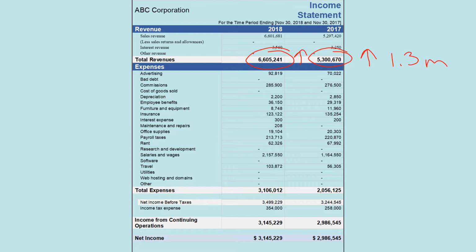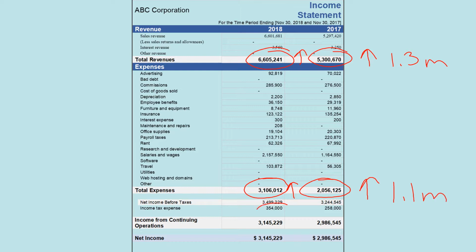However, the total expenses also went up from 2017 to 2018. So if you look at 2017 expenses, it comes to about $2 million. That went up in 2018 to $3,100,000 roughly. So that went up roughly $1.1 million.